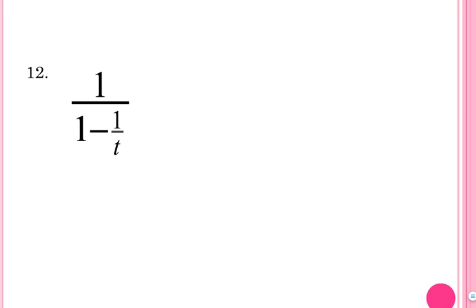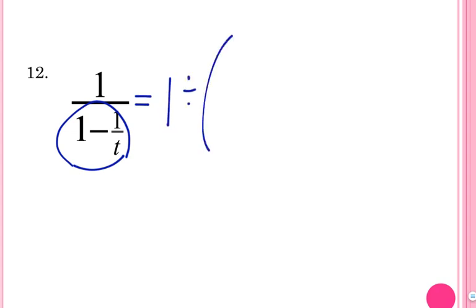Alright, number 12. This one is a combination of a complex fraction, so we've got some division. We've also got something that we need to simplify down on the bottom here. So I'm going to write this out as 1 divided by, and then I'm going to worry about what's inside here. So 1 minus 1 over t. So I'm going to focus on, I need a common denominator for this that's in the parentheses, and then I'll come back to this part of it in just a minute.